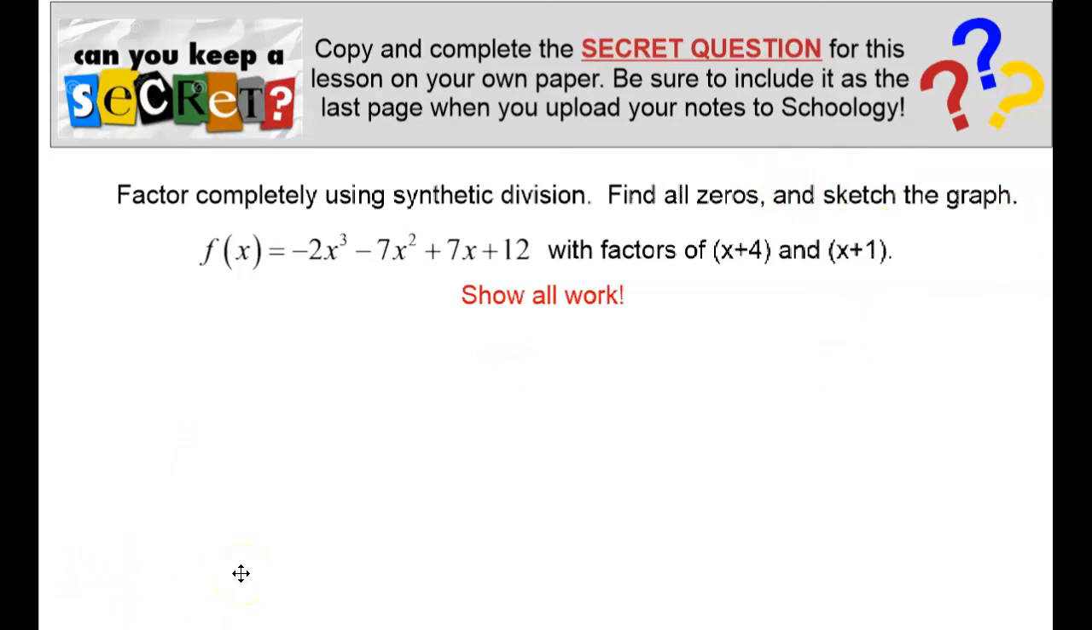Okay, when you have completed the secret question, you're going to upload that as the last page of notes when you upload your notes to Schoology.